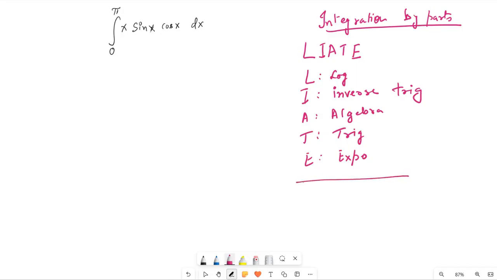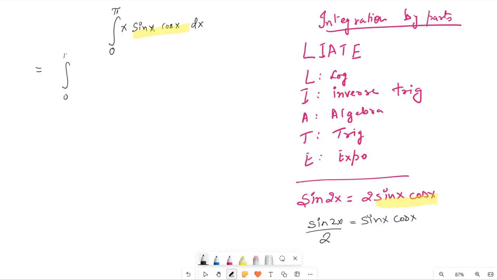In trig, you must have learned the double angle formula. Sine 2x is equal to 2 sine x cosine x. If you notice, this part is the same as this part. That means sine x cosine x can be written as sine 2x by 2. So I'm doing that first, before even thinking about integration by parts. x, this part I'm writing as sine 2x by 2. The 2 goes out, dx.